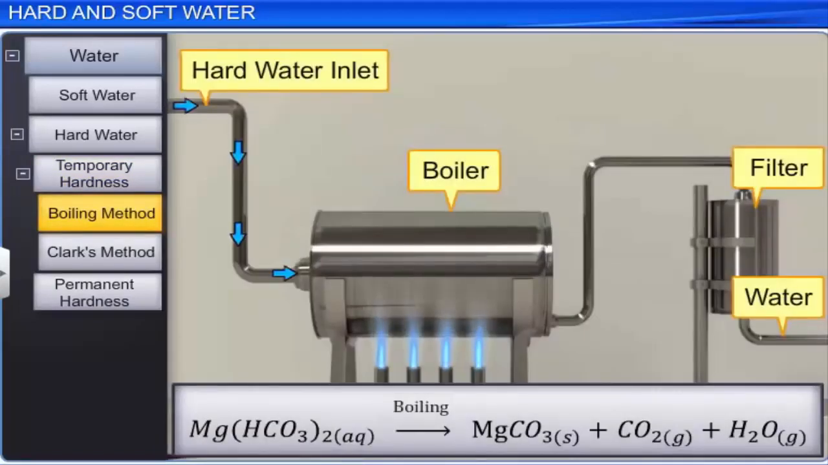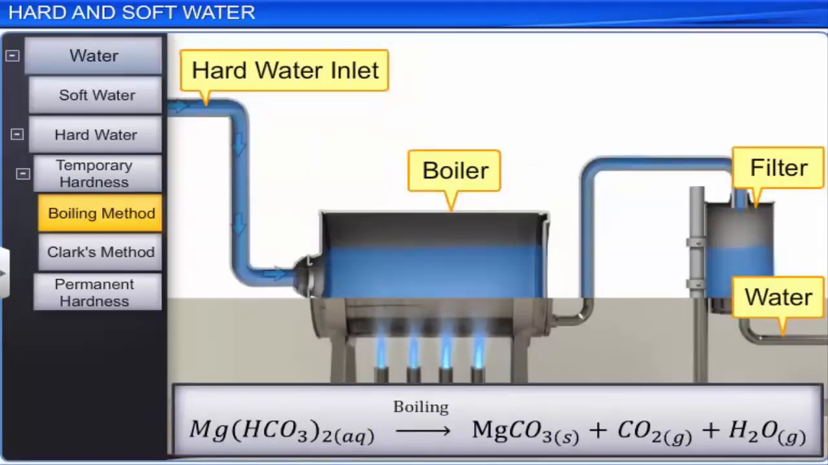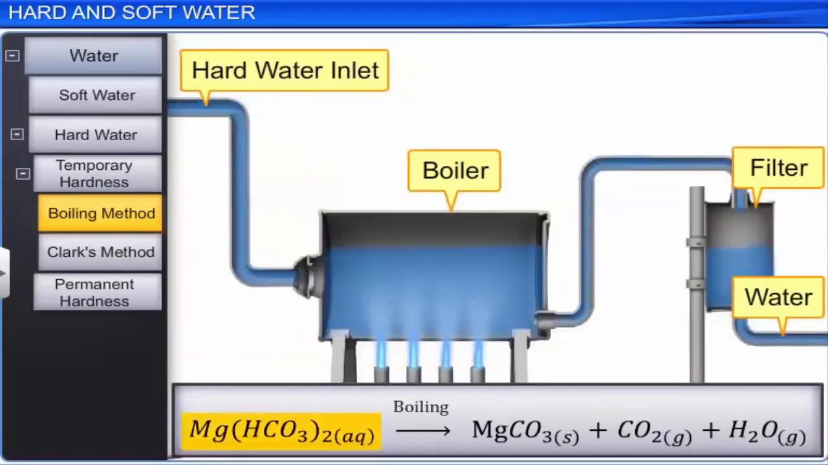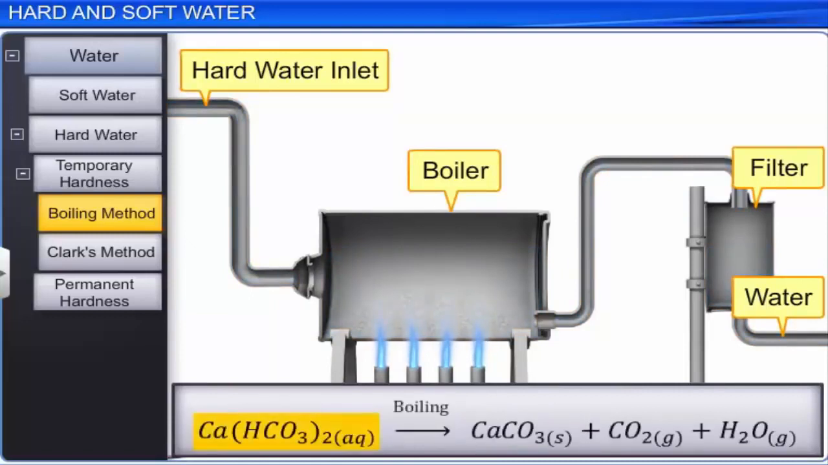During boiling, the soluble magnesium hydrogen carbonate is converted into insoluble magnesium carbonate, while calcium hydrogen carbonate changes to insoluble calcium carbonate. The precipitates of magnesium carbonate and calcium carbonate are removed by filtration, leaving soft water as the filtrate.